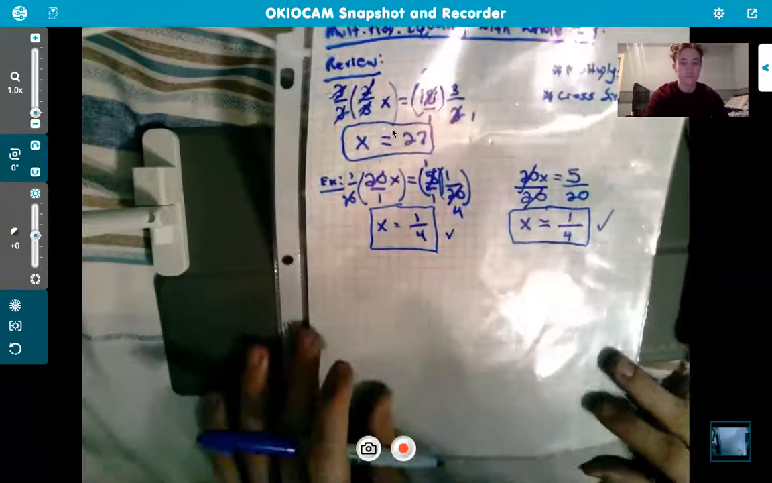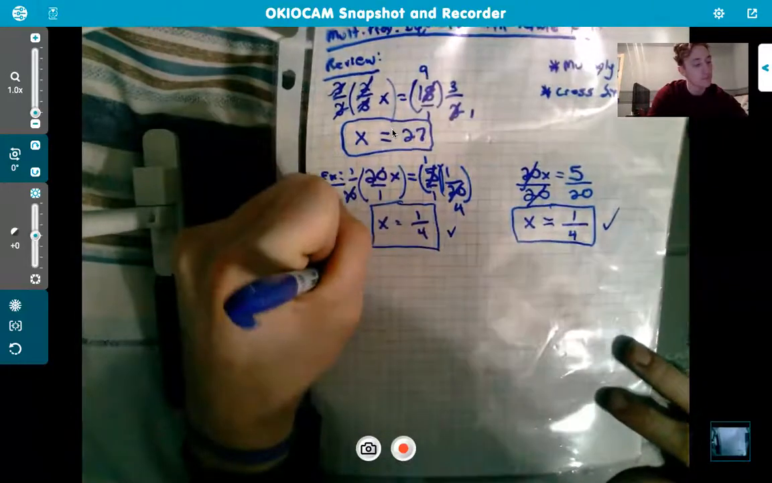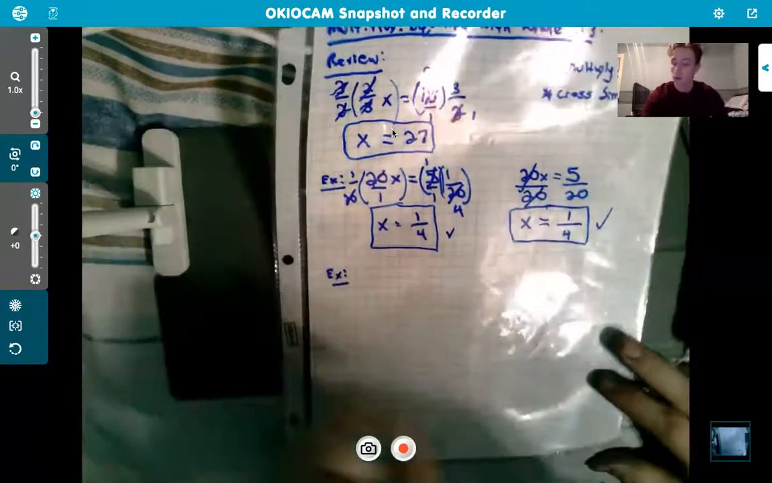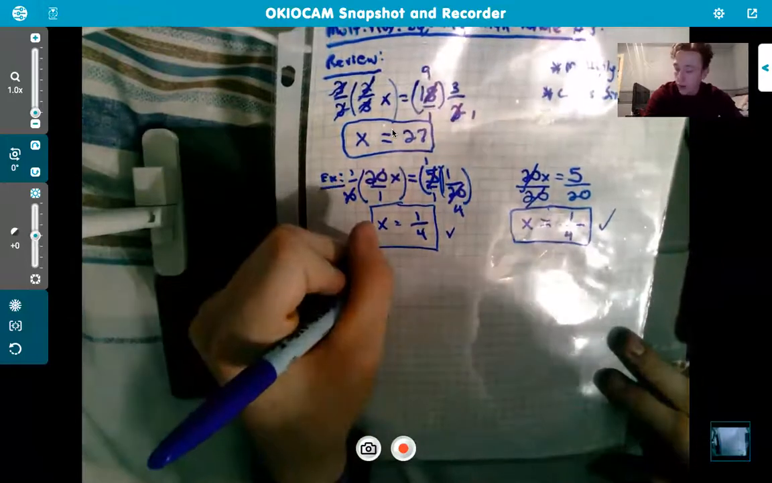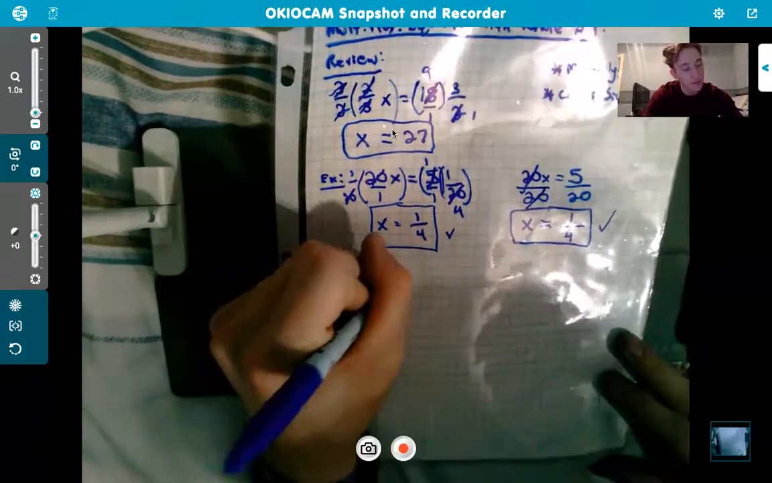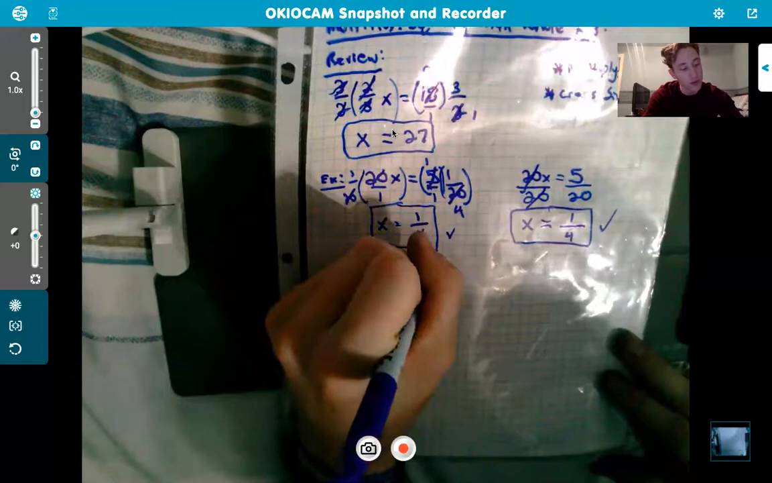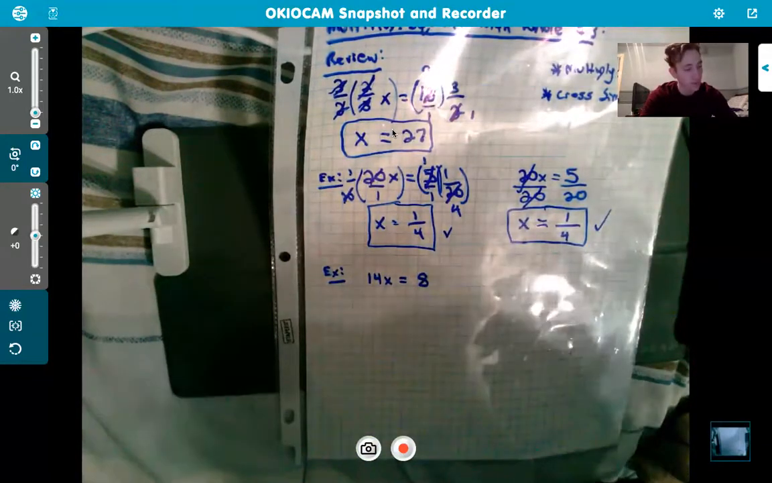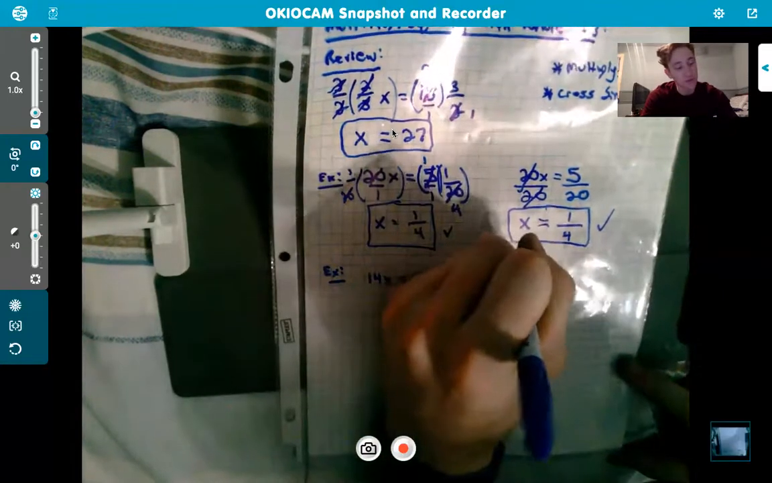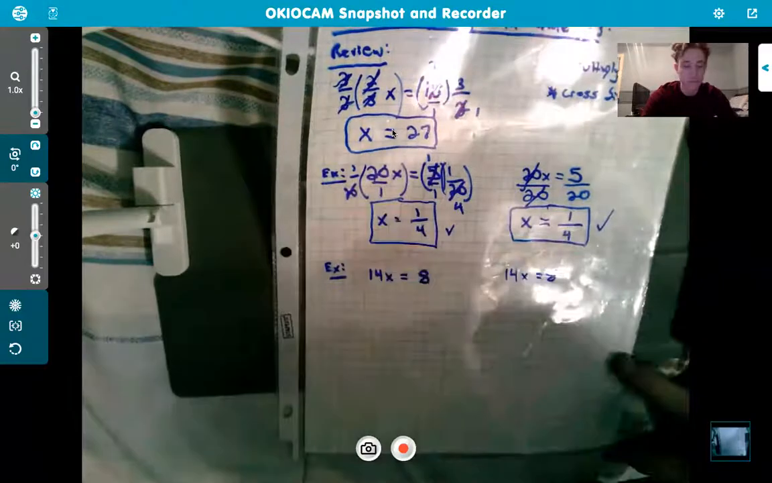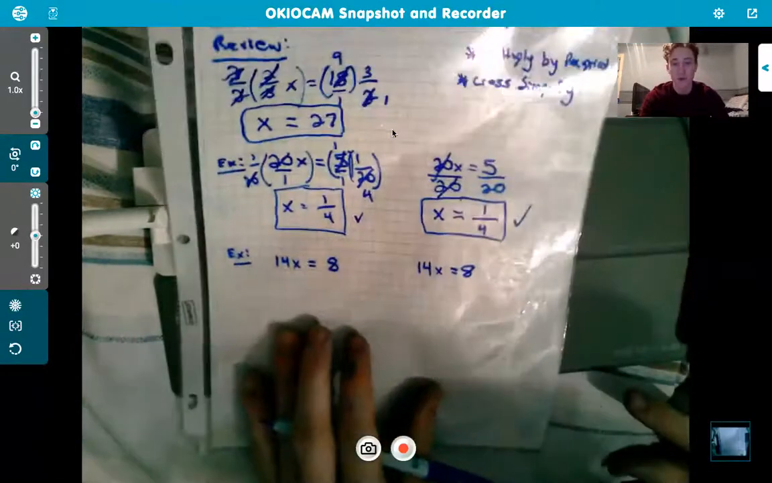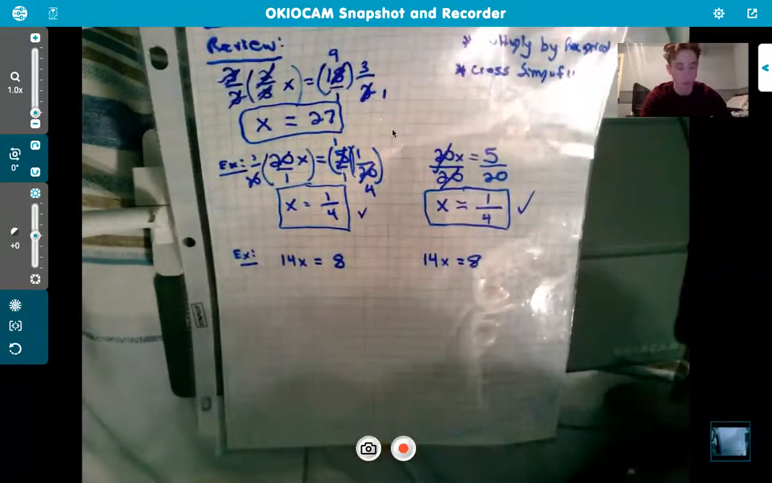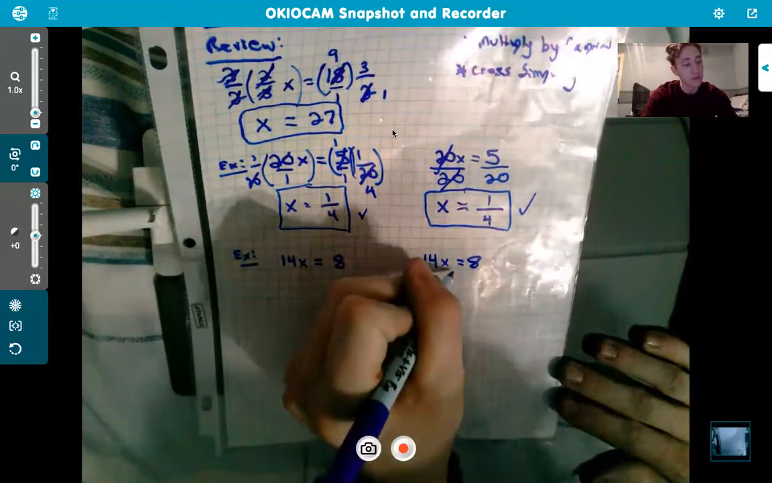Okay. We're going to take a look at another example. And this time we're going to have 14x is equal to 8. Okay. 14x is equal to 8. And again, I'm going to show this both ways. But this time I want to start with maybe the division one. Okay. So 14x equals 8.